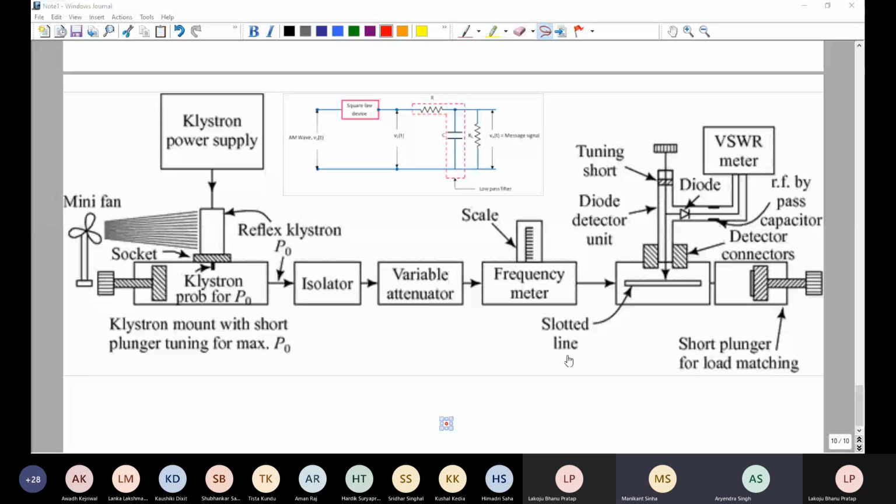So the VSWR is like what, (1 plus mod gamma L) by (1 minus mod gamma L), right? Yes, yes, it is. So how does this measure from the slot? How does it measure gamma? What ratio does it measure exactly?